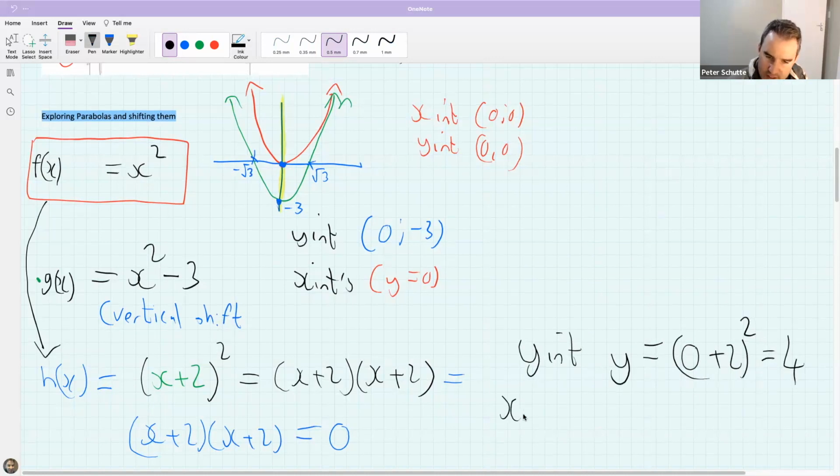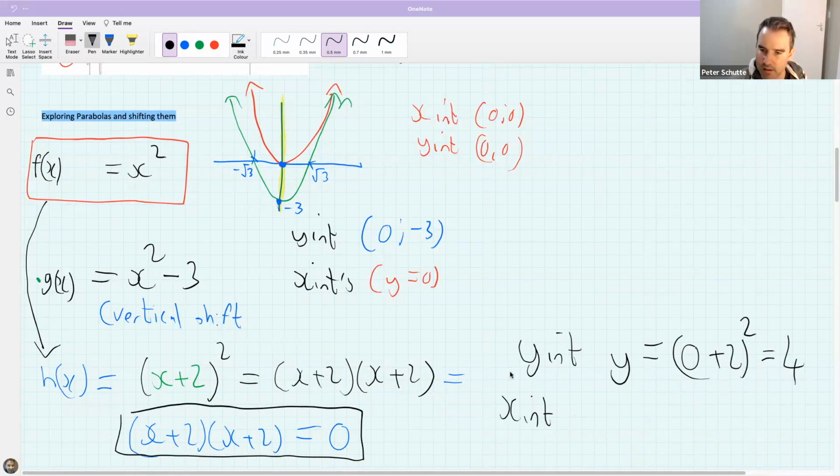And to find the x-intercept, well, that's going to be this one over here. So what is my x-intercept going to be? What's my x-intercept going to be for this shifted graph?